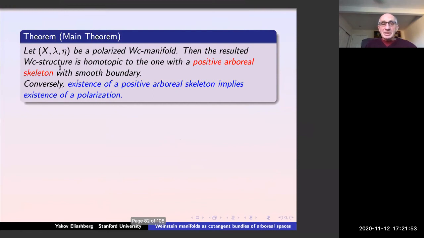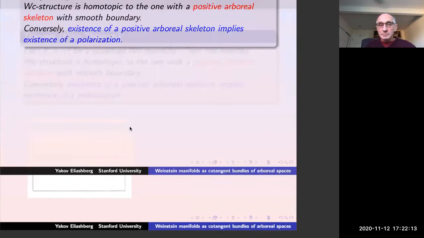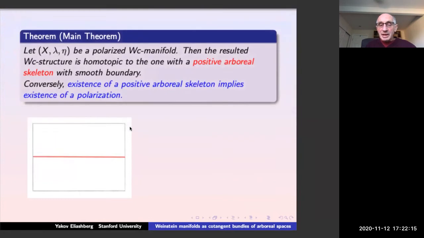As I said, the main theorem says that if you have a polarized Weinstein manifold, then the structure is homotopic to one with a positive arboreal skeleton with smooth boundary. Conversely, existence of a positive arboreal skeleton implies the existence of polarization. So, a comment about the boundary.